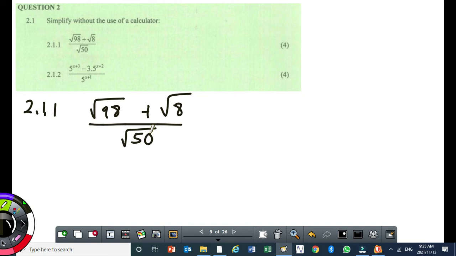So to do that, we first have to eliminate the square root in the denominator. So we multiply the numerator by the square root of 50, and the denominator by itself. That will be the first step.